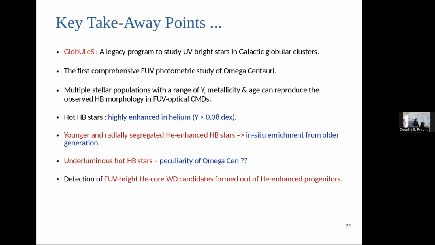We also find a population of underluminous hot HB stars, and we do not know yet whether it's a peculiarity of omega Cen. More studies are to be conducted. And we also report the detection of UV bright helium-4 white dwarf candidates, compact helium-enhanced progenitors.